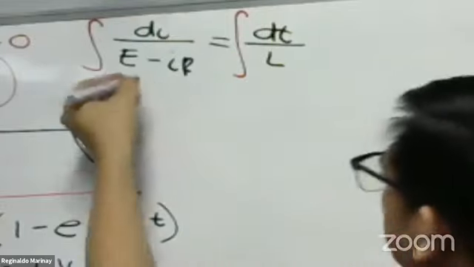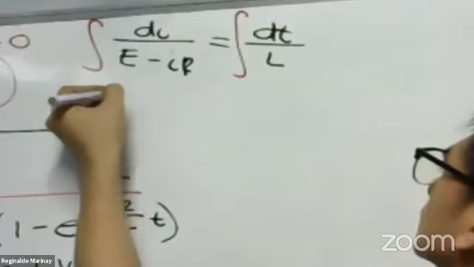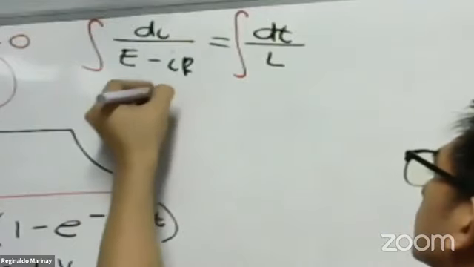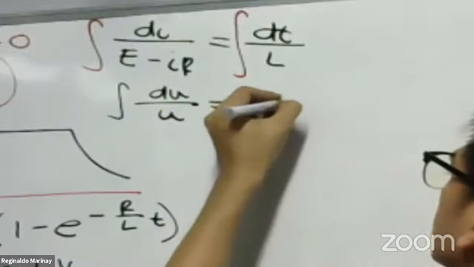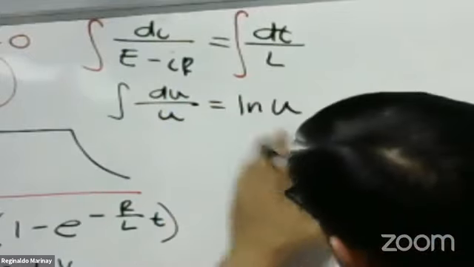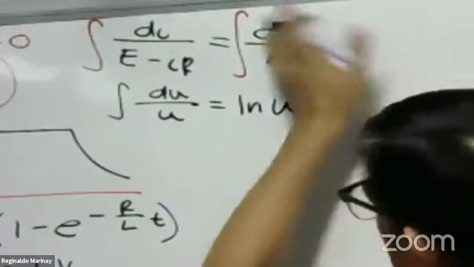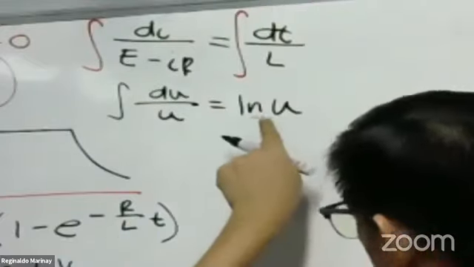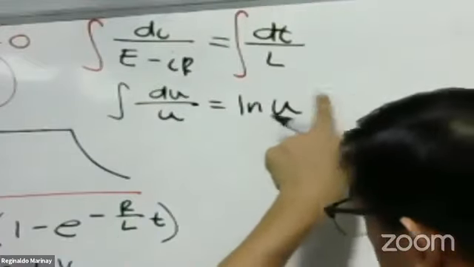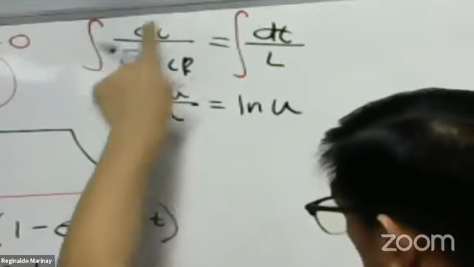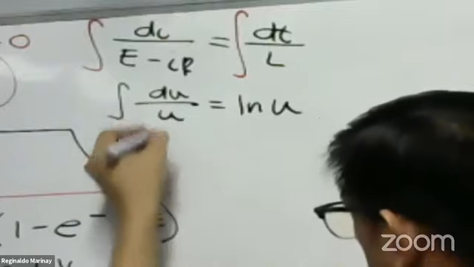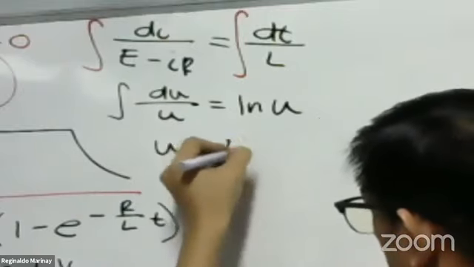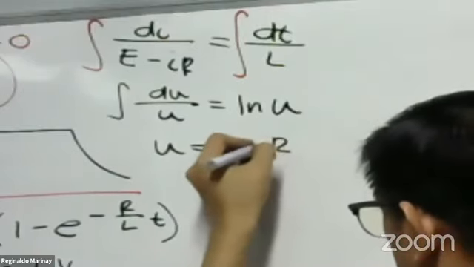I remember in integral calculus, the integral of du over u is equal to ln of u. Later we'll just put the constant c. Actually, there is plus c. So the derivative of u is du. Our u here is E minus IR.